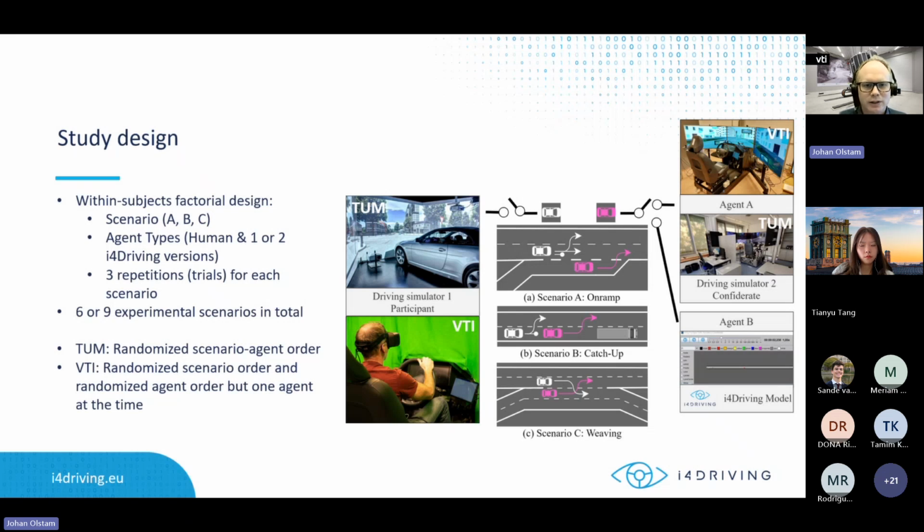And we had three different scenarios. I will tell you a little bit more about them later on. But in the first one, the agent comes from the on-ramp. In the second, you're catching up with a slower truck. And in the third one, there's this weaving segment.